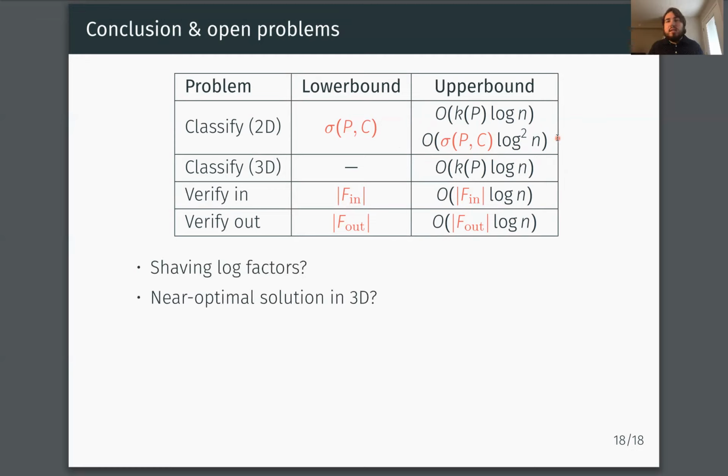The other question is, can we get something which is near optimal in 3D in terms of the number of queries? I mentioned that we do have a lower bound on the number of queries in 3D, and this follows by extending the separation proof to higher dimensions, but this k log n algorithm is the best thing that we have so far.